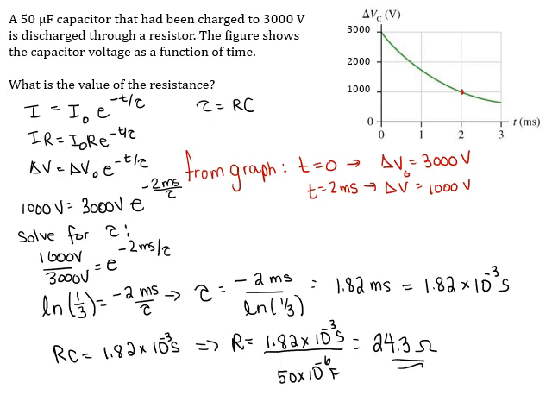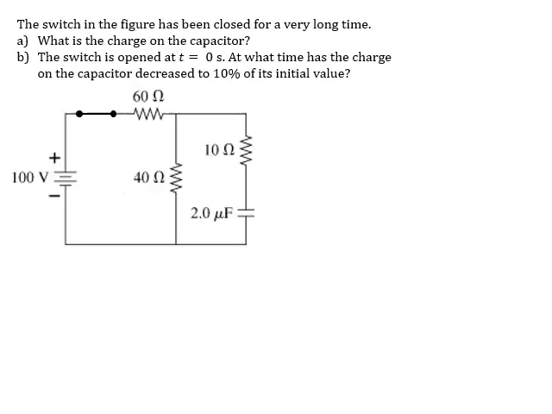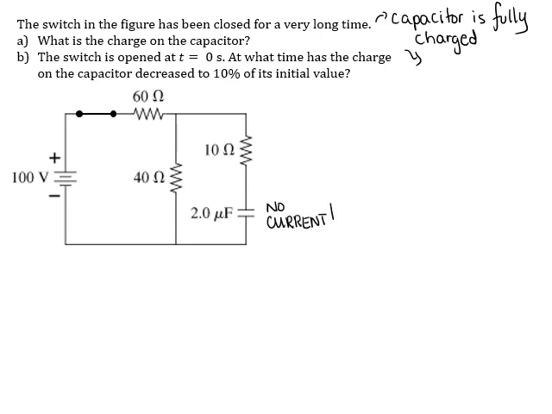So that graph actually gives us quite a bit of information. In this example, the switch in my circuit has been closed for a very long time. Before we even get started, let's make sure we remember what that's telling us. If the switch has been closed for a very long time, the capacitor in my circuit is fully charged. And that means that there's no current flowing through this branch, and it acts as an open circuit.